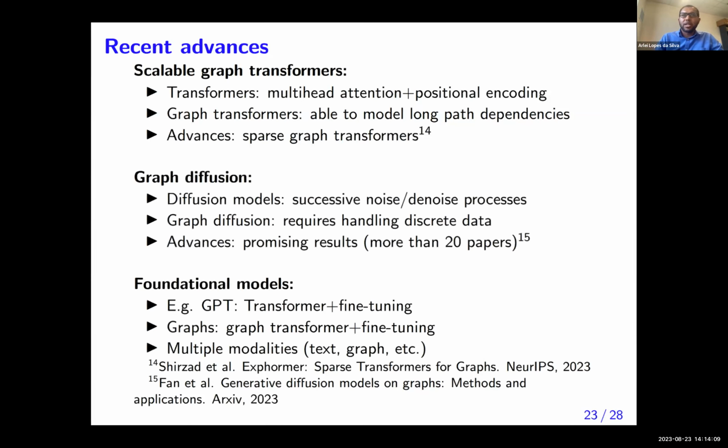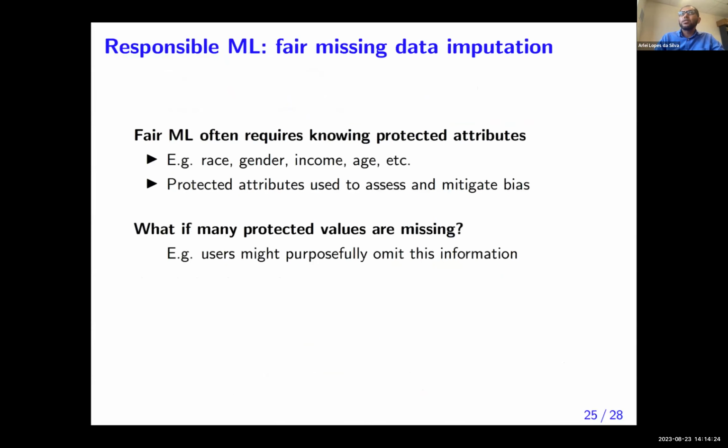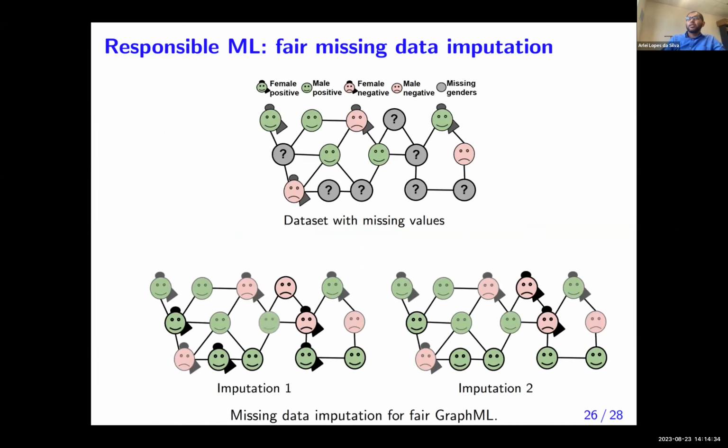So again, other examples are graph diffusion. These are diffusion models for graphs, and how we can interact diffusion or foundation models for language and also graphs for multimodal data. I'm going to skip this and just show one example of an opportunity for using generative models in another application, which is fair machine learning. So let me just go directly here.